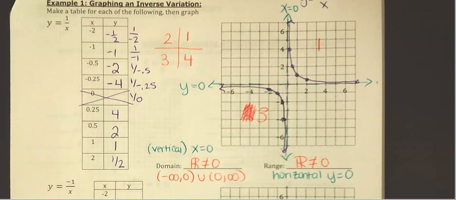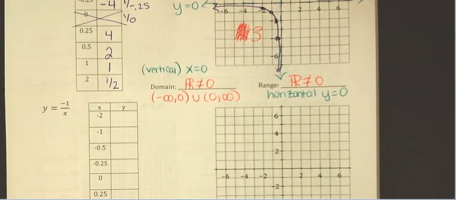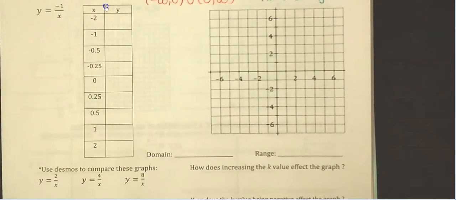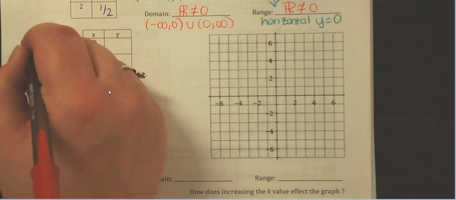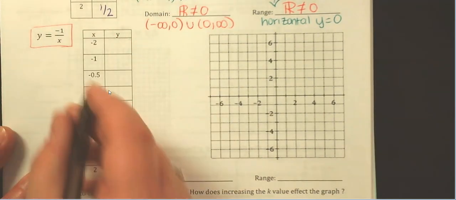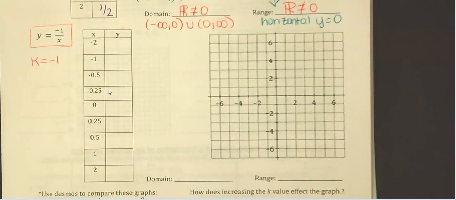Okay, does anybody have a question? Okay, so I'm going to have you guys graph this here real quick. The only thing I'm changing is on this one, I have y equals negative 1 over x. So here, my k value is just switching from positive 1 to negative 1. What do you think that's going to do to the graph we just did? How would it affect it if I just changed the top to be negative?